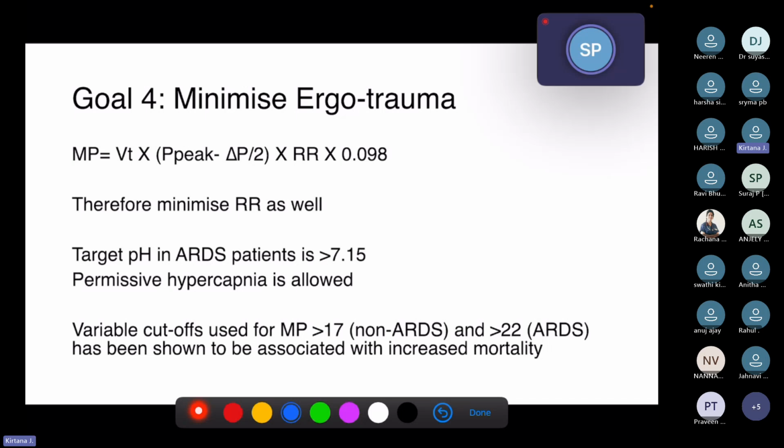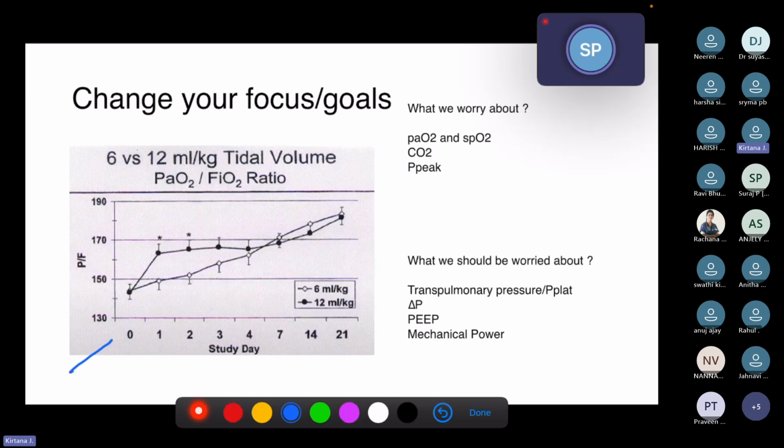So I'll just conclude: change your focus and change your goals. This is a very, very interesting picture from the ARDSNet trial where they have plotted the PF ratio against time and they have compared the two groups.